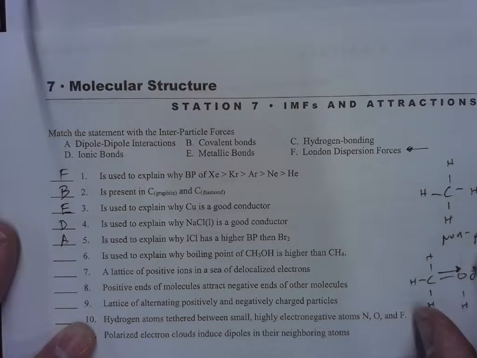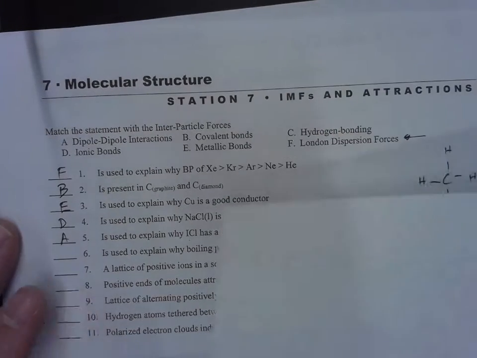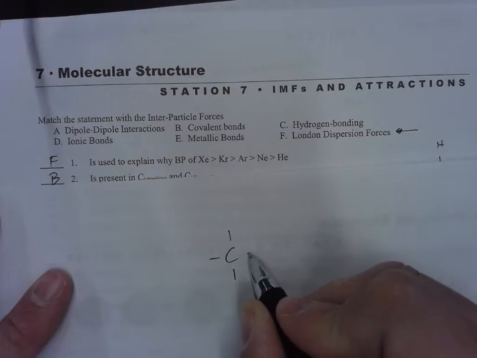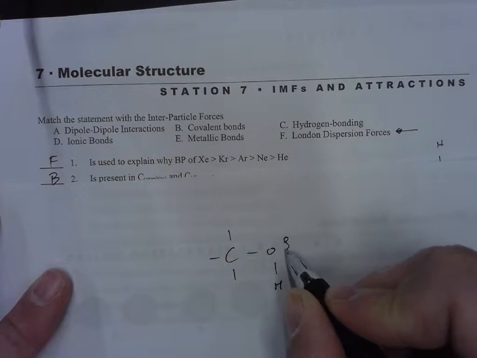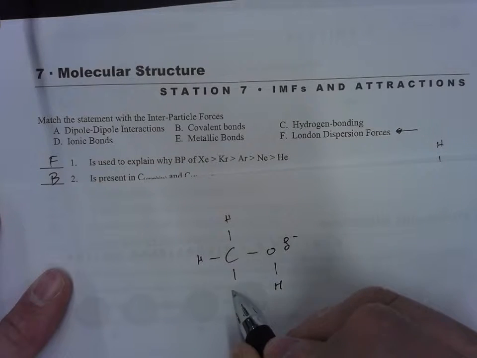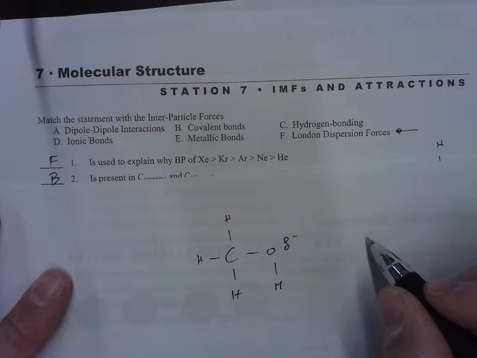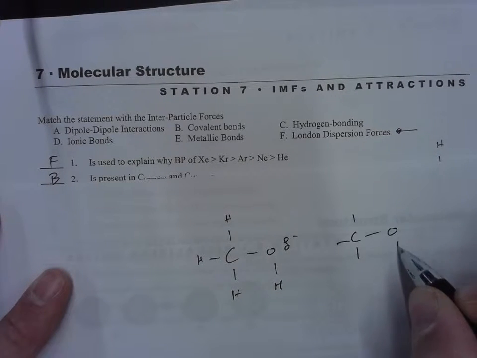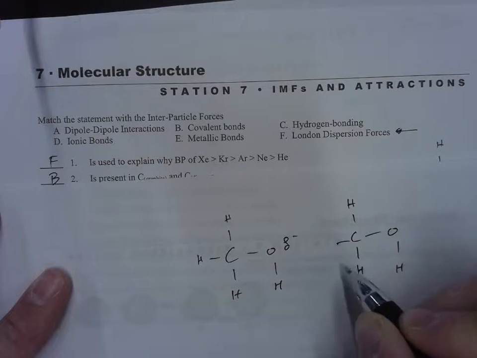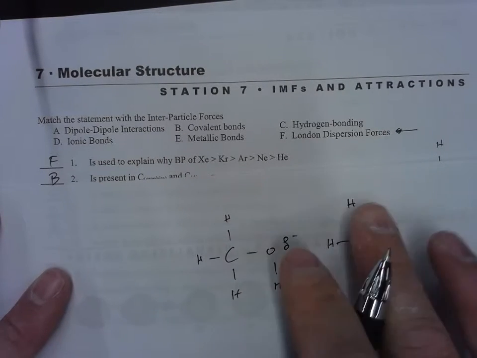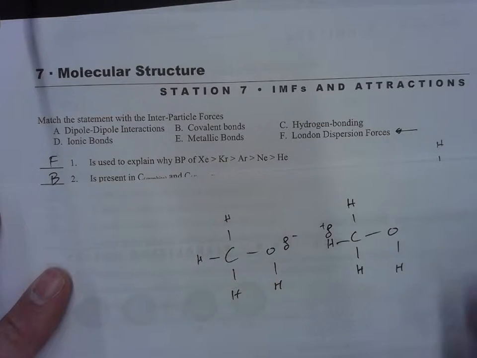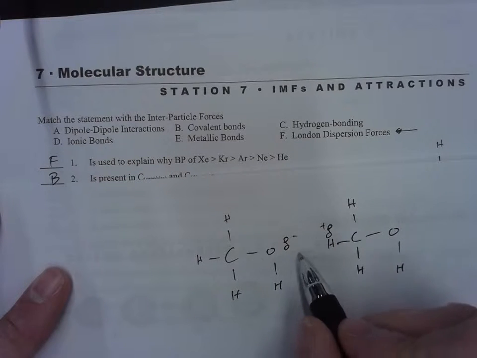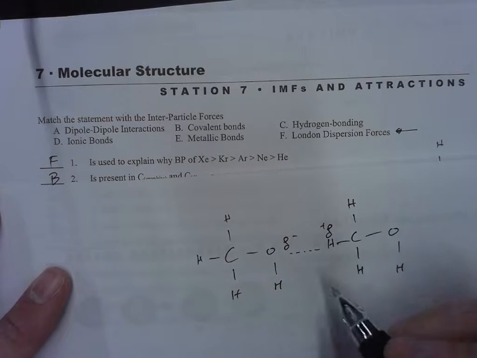So if I had another one of these nearby, I'll just draw two of them so we can see. CH3OH, there's your partial negative. Okay, let me draw another one over here. Okay, so let's say there's trillions of these things in a beaker together. Well, what's going to happen is these partial negatives on the oxygen are going to be attracted to the partial positives of the hydrogen. So that is a hydrogen bond.